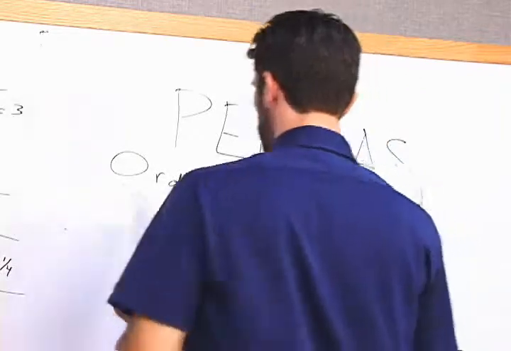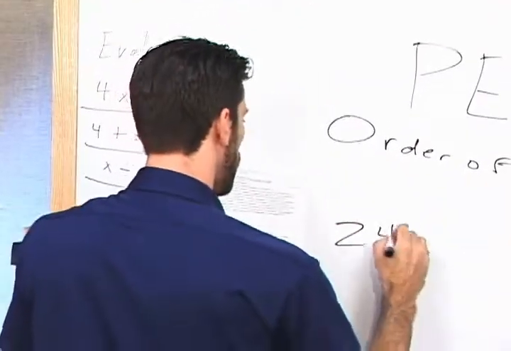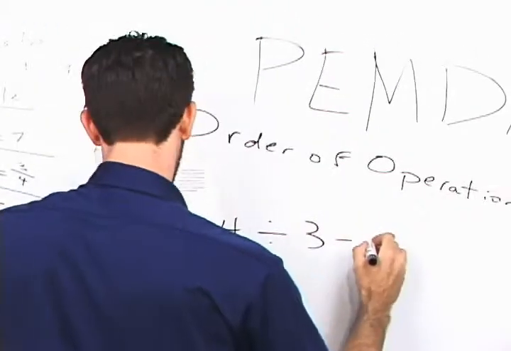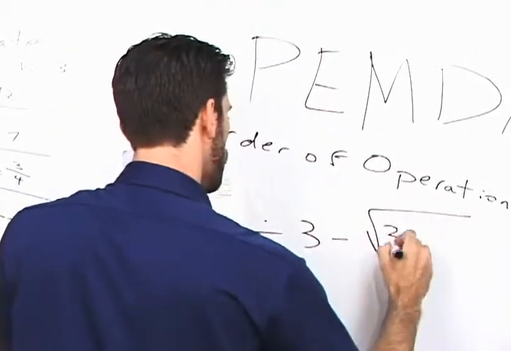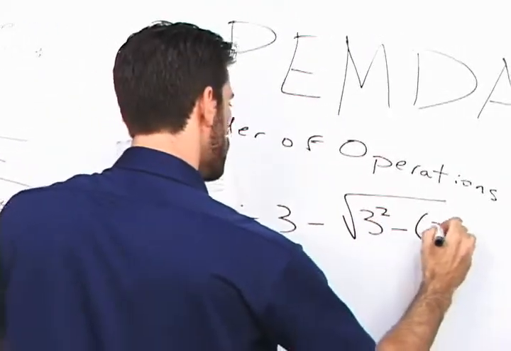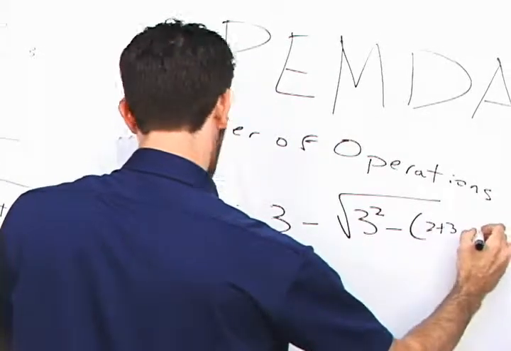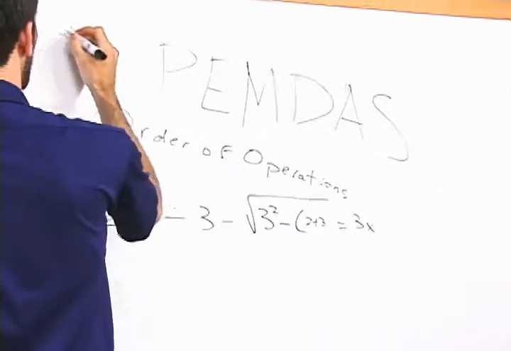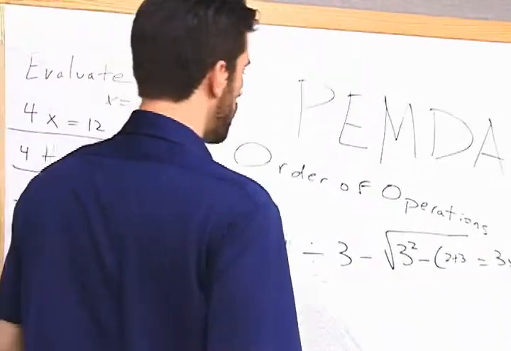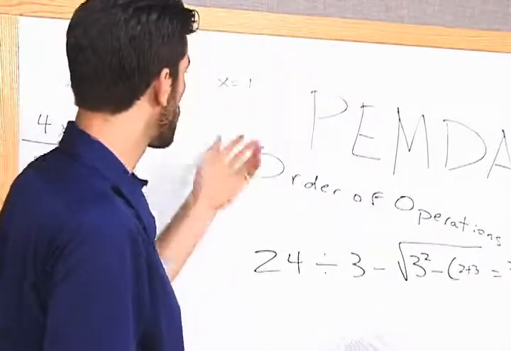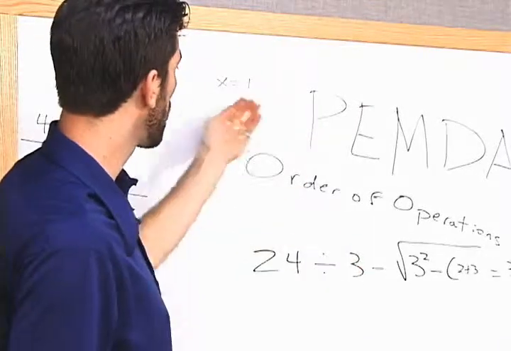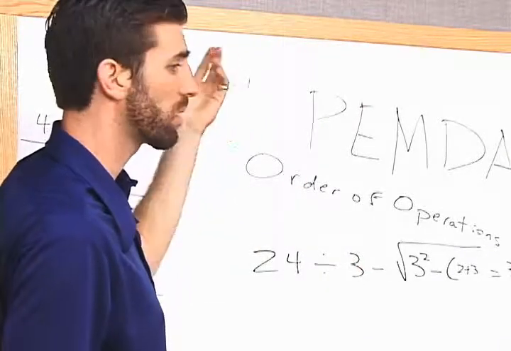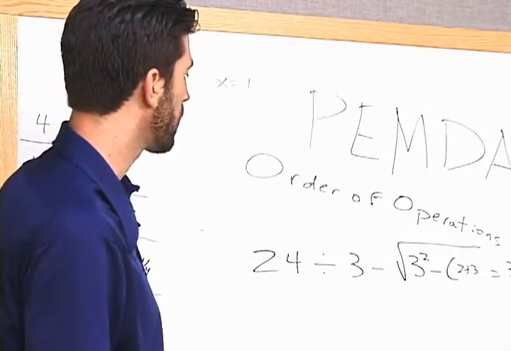This next equation is a little bit longer. 24 divided by 3 minus the square root of 3 squared minus 2 plus 3 equals 3x. Now, that might look a lot different than this, but it's the same, in the sense that it's an equation. We have on one side of the equation a variable, and the other side of the equation just an integer that represents that variable.